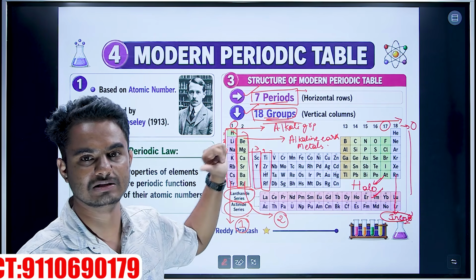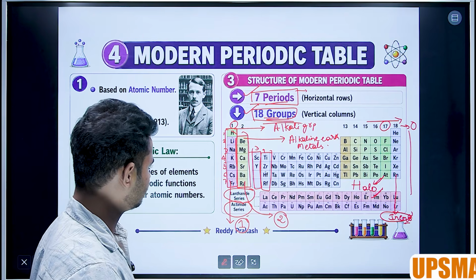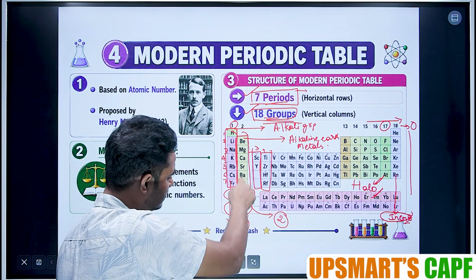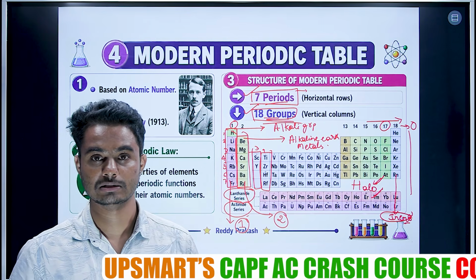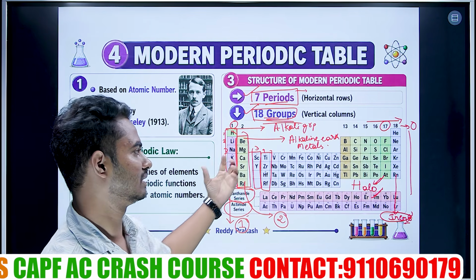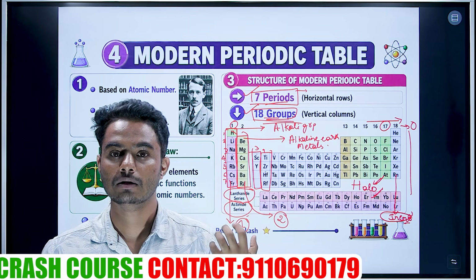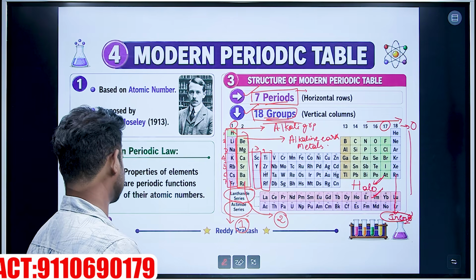Now remember this. This chapter is over here. And one more thing: how do you think these are arranged? These are arranged because they have similar properties. And one more thing, these are arranged based on atomic masses.